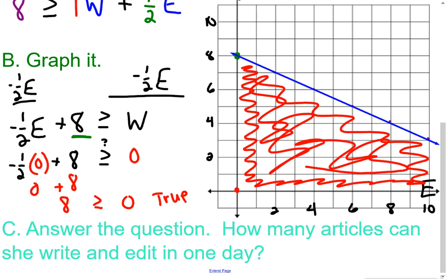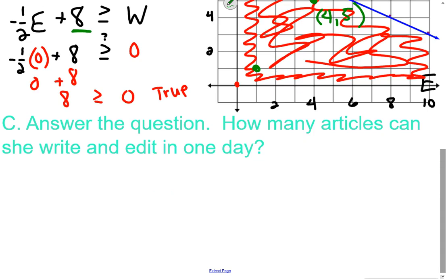Now this question just asks, how many articles can she write and edit in one day? Well, there's lots of answers in here. I can come up here and I could pick this one right here. That point is 1, 1, which means she could write 1 article and she could edit 1 article. I could pick this point right here. That point is at, maybe I should have written these down, 4 for E, so she could edit 4, and it's at 5 for W, so she could write 5 and edit 4. So lots and lots of possibilities. It's just a matter of picking one, I guess, since that's the question. So I'm going to pick that one that was at 4.